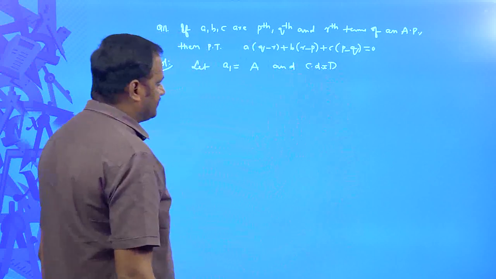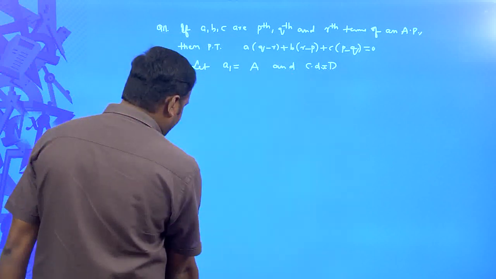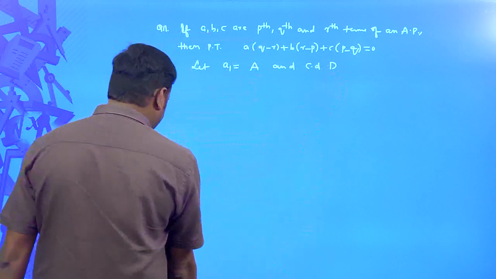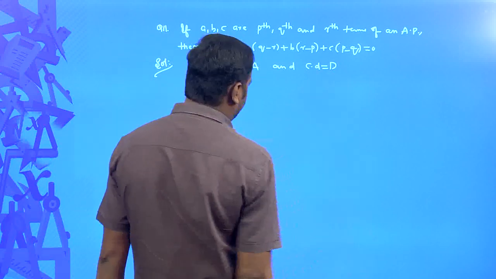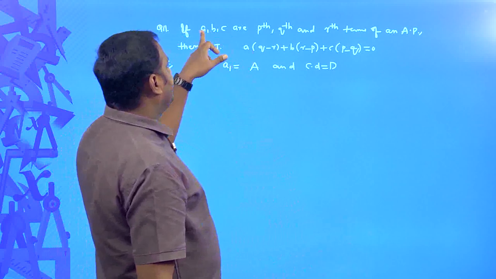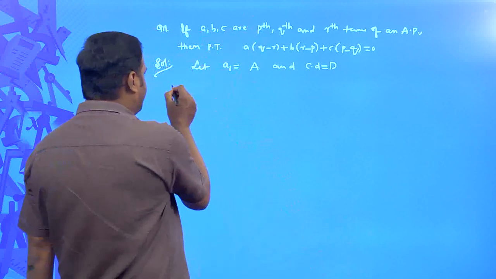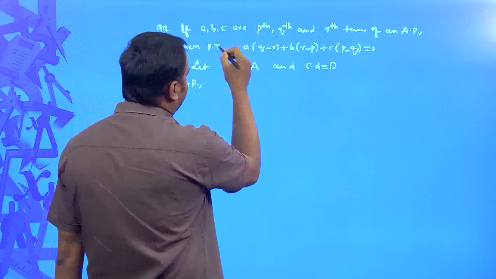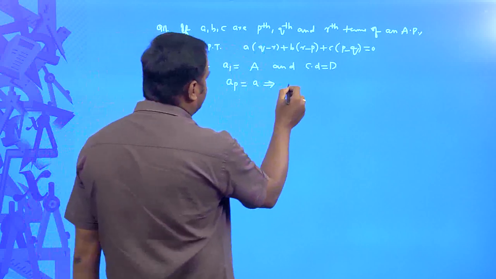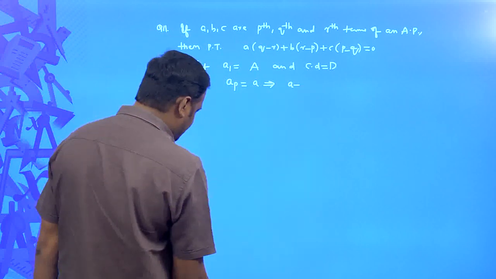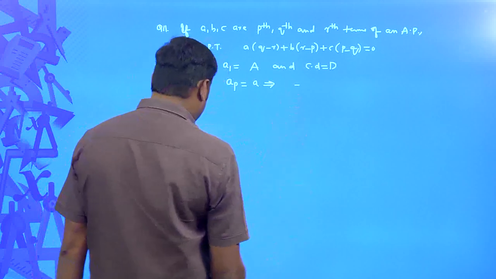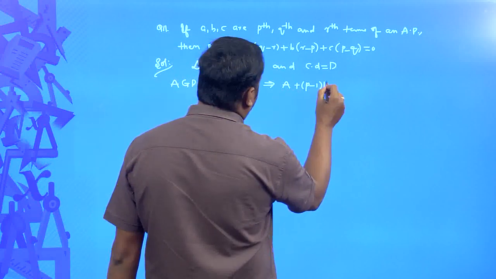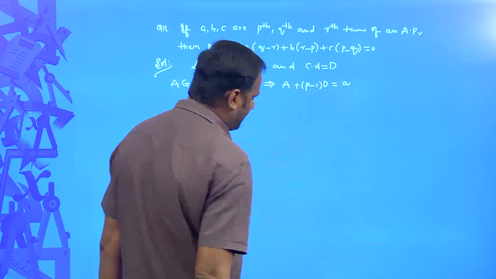Okay, the first term is capital A and the common difference is capital D. See, when you take these capital letters for the first term as well as the common difference, then there is no confusion. What is the information given? a would be the pth term. According to the given problem, the pth term of the AP is equal to a. So, what is the pth term formula? That is A plus (p minus 1) into capital D is going to be small a. That is the information given, right.